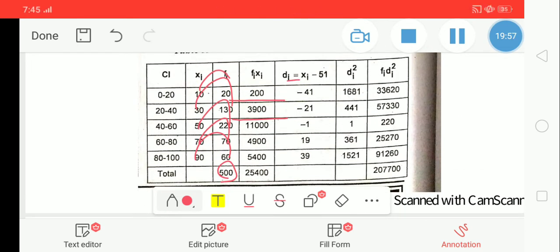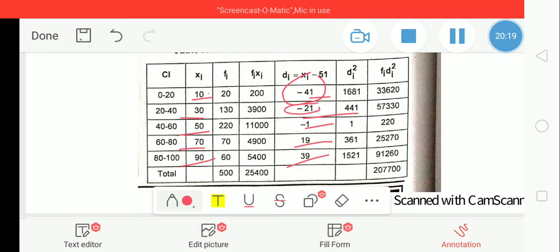So we know that di is xi minus x bar, where x bar is 51. So 10 minus 51 is minus 41, 30 minus 51 is minus 21, 50 minus 51 is minus 1, 70 minus 51 is 19, and 90 minus 51 is 39. Now take the square of all of these: 1681, 441, 1, 361, 1521.